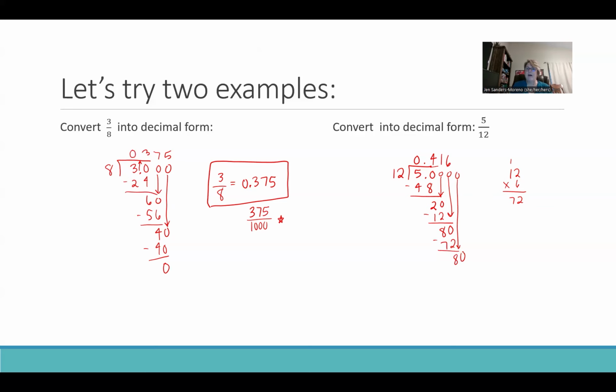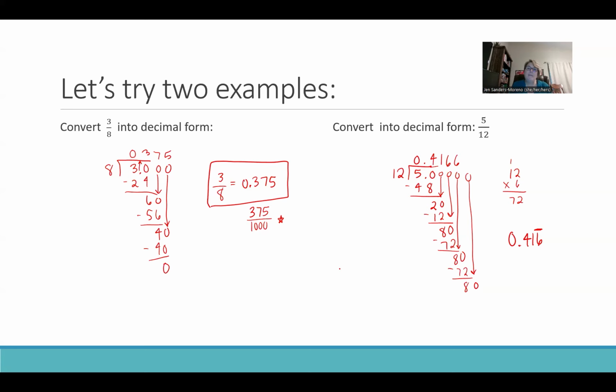So what's going to happen now, and some students are going to see it faster than others. Some students are going to go, oh, we're going to keep getting 6. Other students might have to go through this a few times before they realize that this is going to keep going on and on and on forever. So our final answer is 0.416, and then you put this bar just over the 6. That bar is telling anybody who understands fraction or decimal notation that that 6 is going to repeat forever.